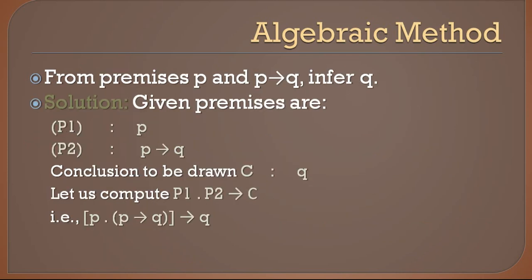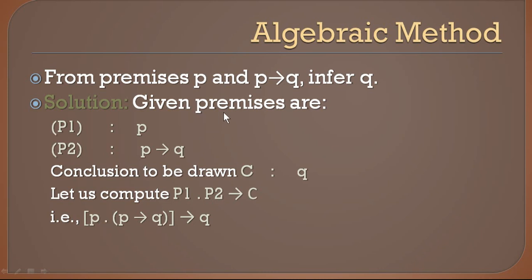Now you can see the question: from premises P and P implies Q, infer Q. This is a question we saw in truth table method also, but in algebraic method it is a little different. Given premises are P1, this P, and P2 is P implies Q. So this is what we have seen already. Conclusion to be drawn, C, is Q. Let us compute P1 dot P2, that is the conjunction of the antecedent, and then implies C. This is what you are going to find.